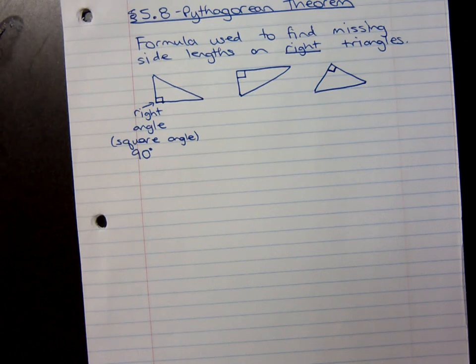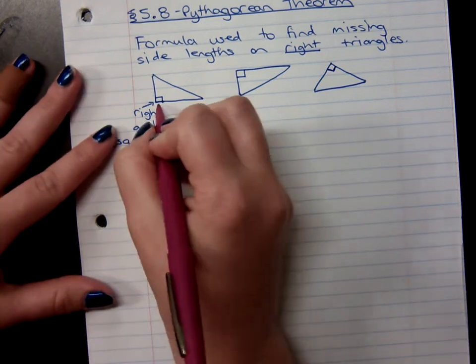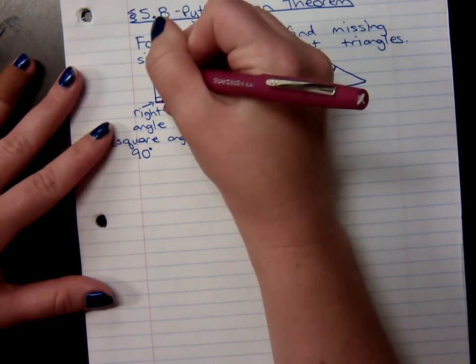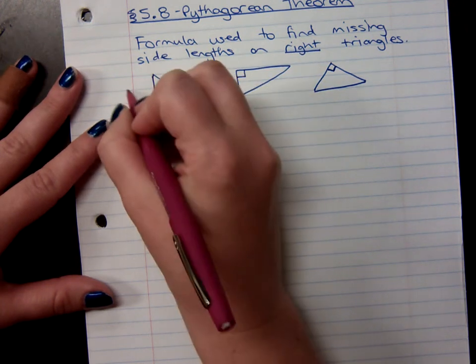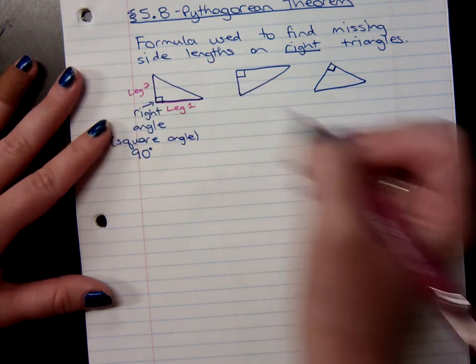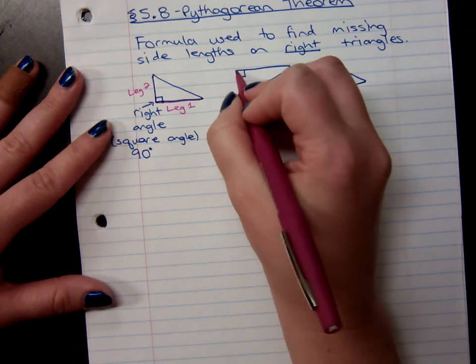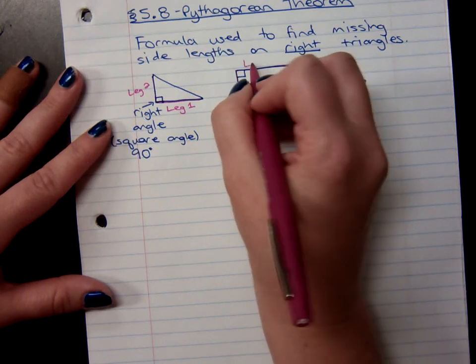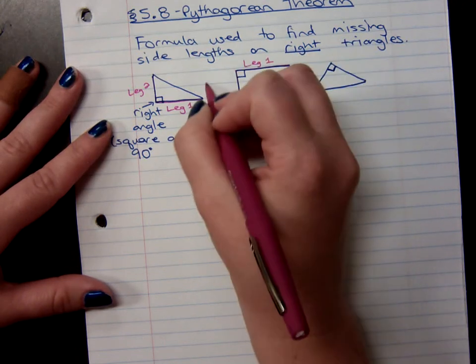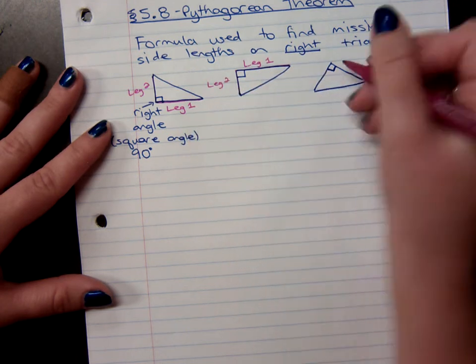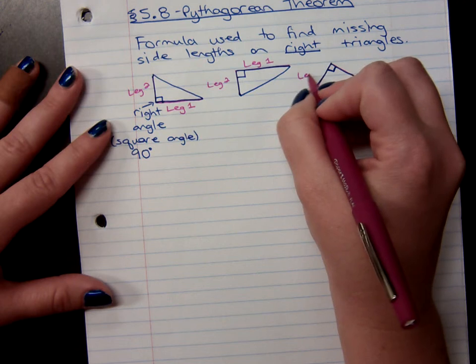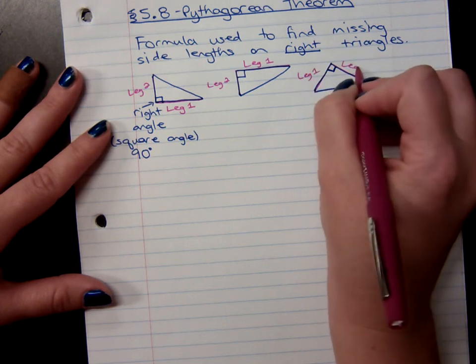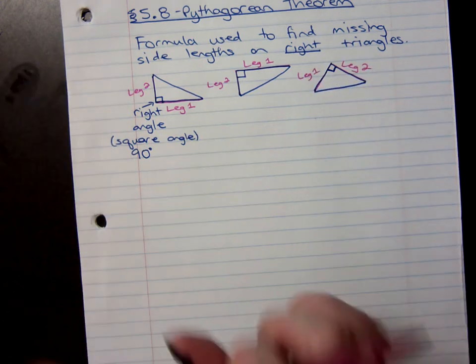Right triangles have three different sides. The two sides coming off of the right angle are called legs. So you've got one leg and another leg, and those are the two sides coming off of the right angle. Doesn't matter which one's which, leg one, leg two.